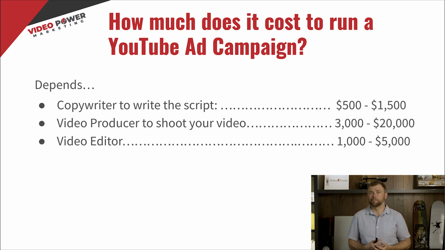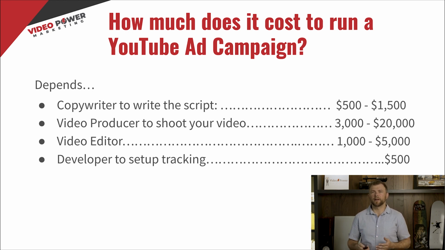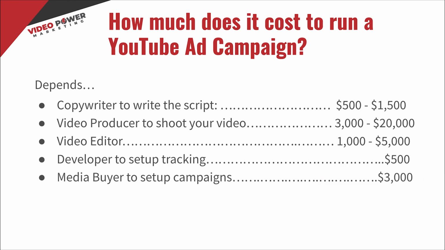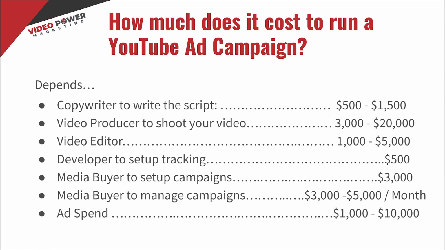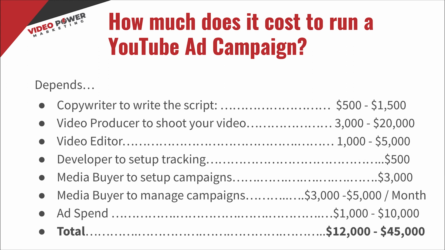And then you have a video editor. They have to edit the video. That could be as low as $1,000, upwards of $5,000. And you have a developer to set up the tracking. That could be $500 on your website. You have a media buyer to set up campaigns. That could be $3,000. And then the media buyer to manage the campaigns, usually they charge a percentage of ad spend or a monthly retainer, but that could be $3,000 to $5,000 a month. And then you have your ad spend on top of that, right? $1,000 to $10,000. So total, you're looking at minimum $12,000 and upwards of $45,000.